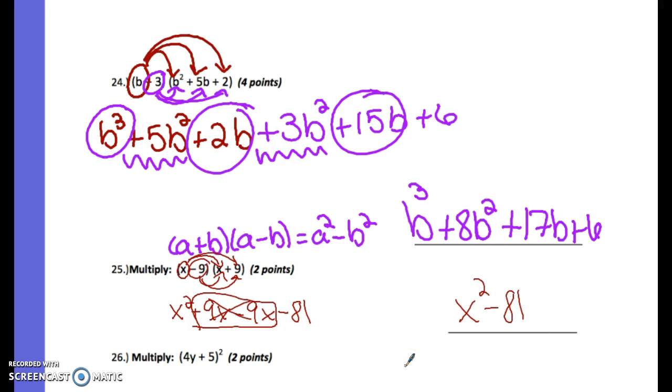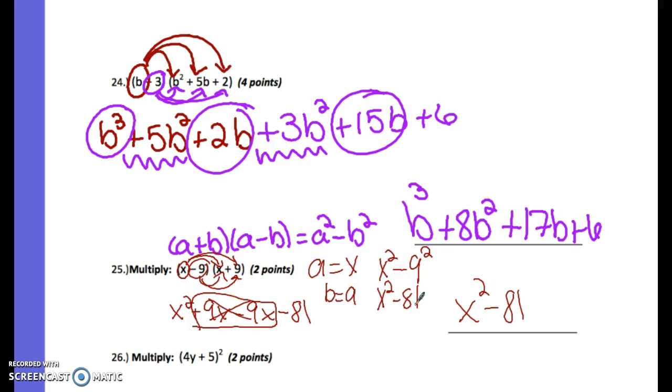You could have also thought about this by a plus b and a minus b, where a is your first term, x, and b is your second term, 9. So you'd have x squared minus 9 squared, which is also x squared minus 81. Either way is perfectly fine.